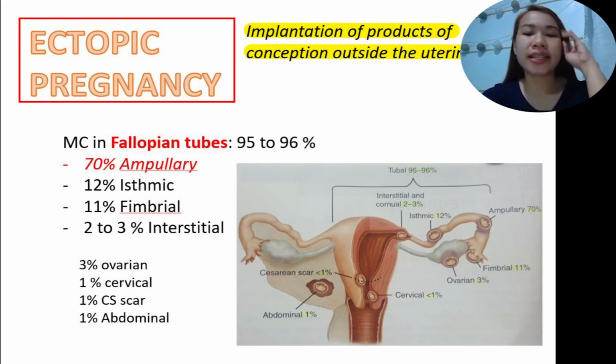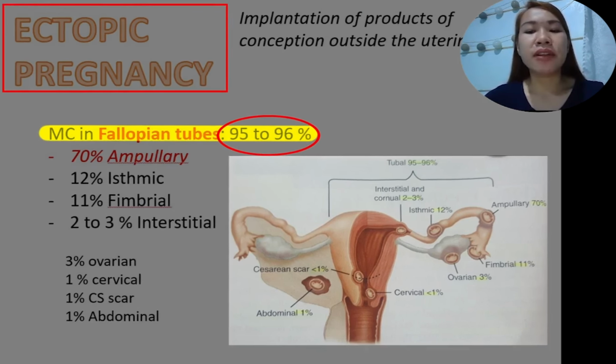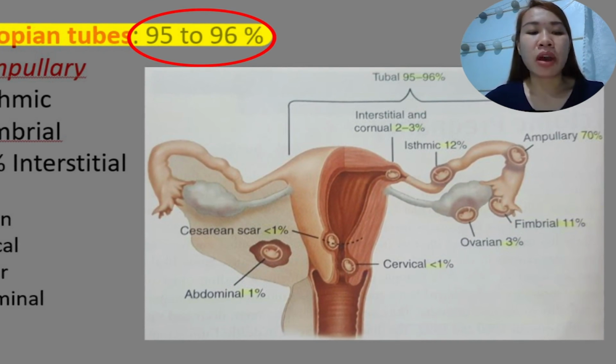And the answer to that is the fallopian tube. In the fallopian tube, it occurs in about 95 to 96%. So this is the fallopian tube. This is where your ectopic pregnancy is most commonly located. And when we talk about the fallopian tube, there are different parts of the fallopian tube. So let's have a quick review on the different parts of the fallopian tube.